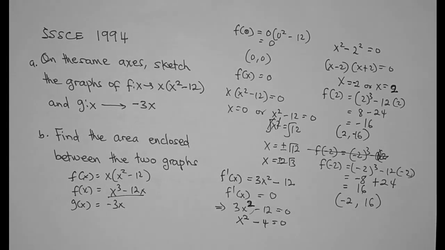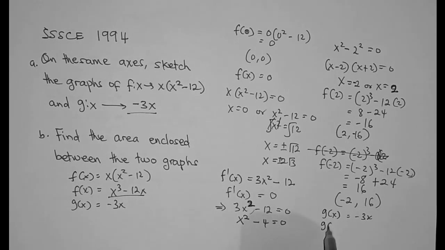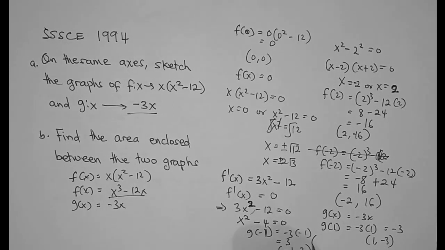Let's come to the equation of the straight line, g of x equals minus 3x. So what is g of 1? G of 1 is minus 3 times 1, which is equal to minus 3. So we have the point (1, minus 3). And let me find g of minus 1 also here. It's equal to minus 3 times minus 1, which is equal to 3. So we have the point (minus 1, 3).